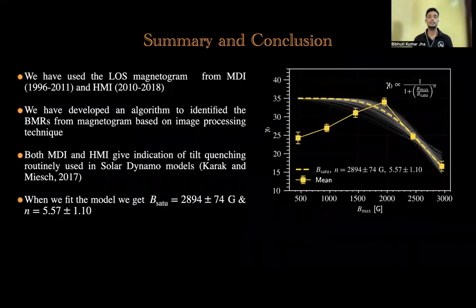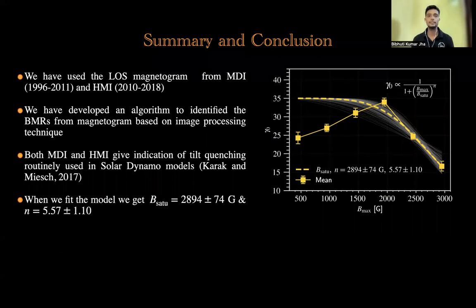That brings me to the final part of my talk. We used line-of-sight magnetograms from MDI and HMI. First, we developed an automatic algorithm to identify the BMRs, and then we saw some indication of tilt quenching, which is routinely used in different dynamo models. When we applied the Bayesian inference method, we got a B saturation of around 3 kilogauss and an N value of 5.5.